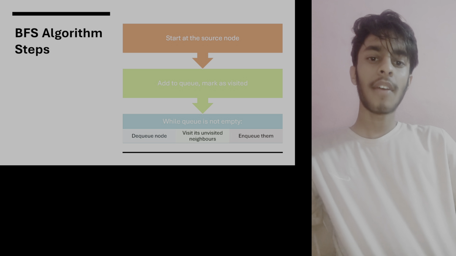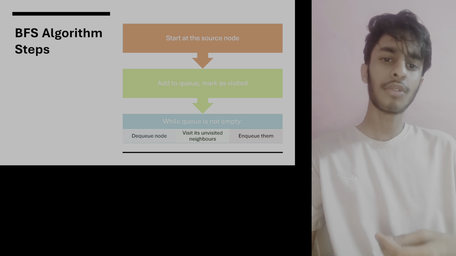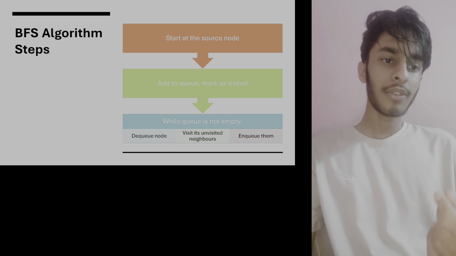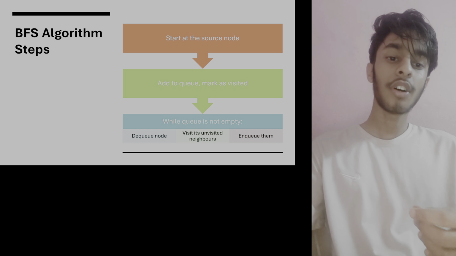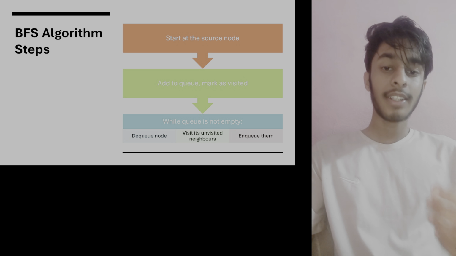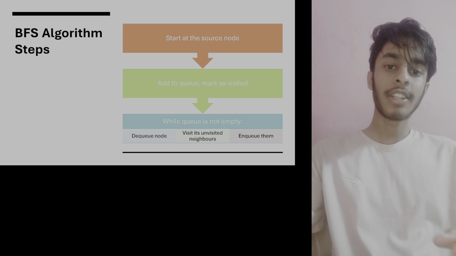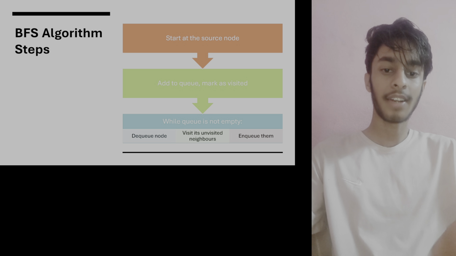So talking about BFS algorithm steps, we start at the source node or the root node, and after that we add it to the queue and we mark it as visited. And after that, while the queue is not empty, we dequeue a node from the queue. We visit its unvisited neighbors and we enqueue them. So we can see this in a further example in another slide.